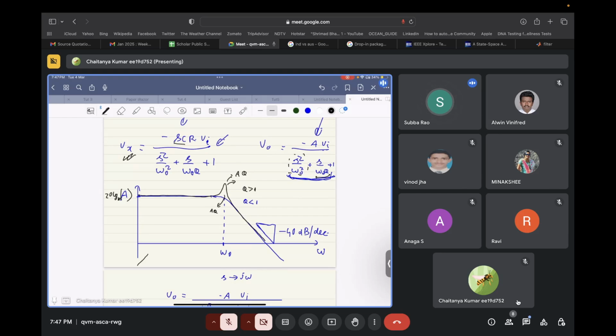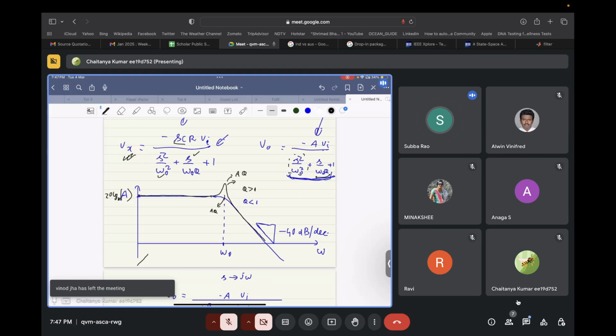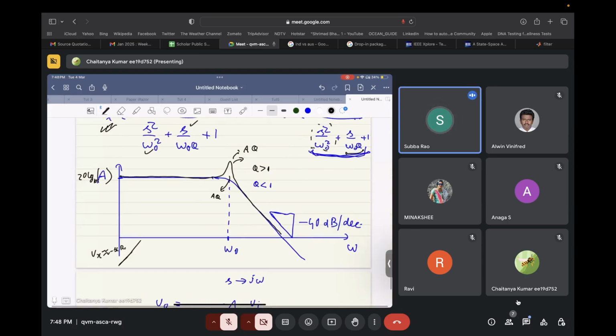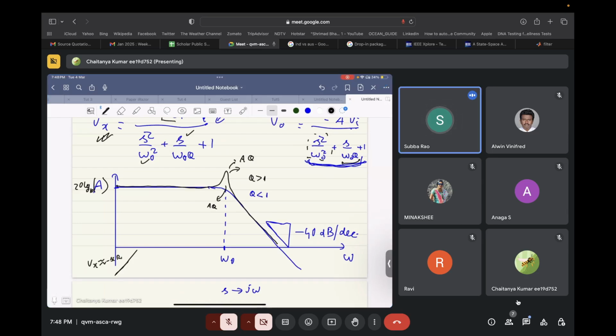And at very low frequencies, both the second order S square term and the S term can be neglected. If both of them are neglected, it will start increasing at 20 dB per decade, correct? So at very low frequencies, we have Vx is approximately equal to minus SCR, because the S square and S terms can be neglected. So at what rate will this increase? Plus 20 decibels per decade. So it will start increasing like this.